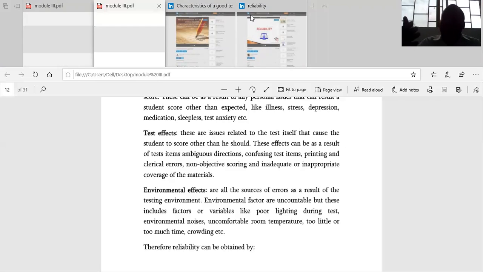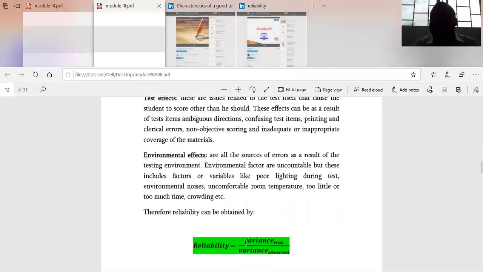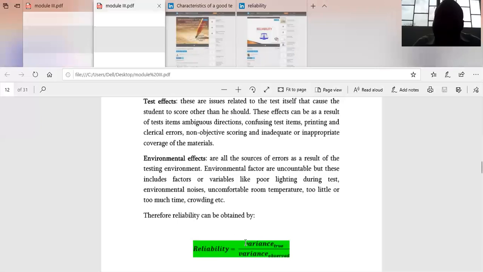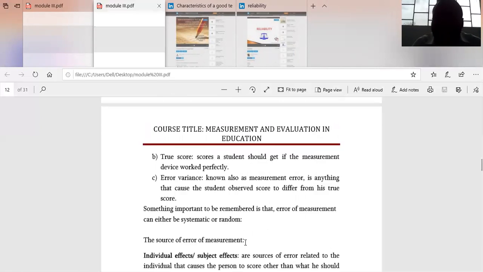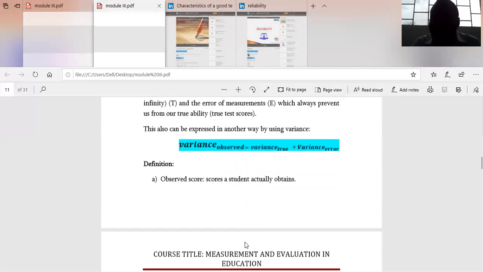And if there is some discrepancy, that's where you can check the sources of that error. So reliability, because we are just looking at consistency, is obtained by reliability equal to true variance over observed variance. You remember, we've just talked about what observed variance is and what true variance is.